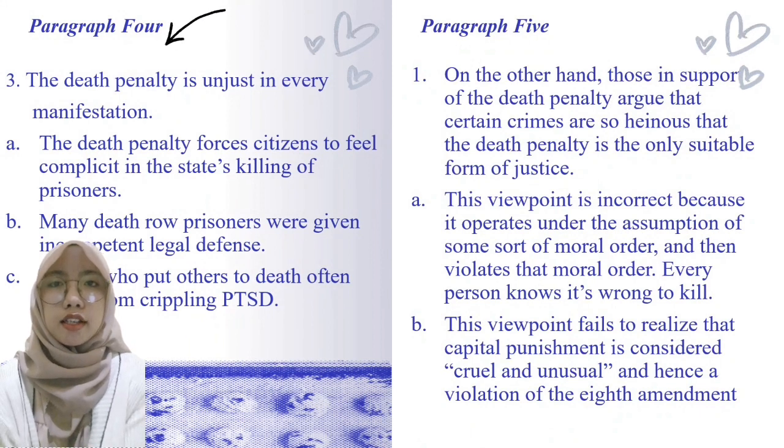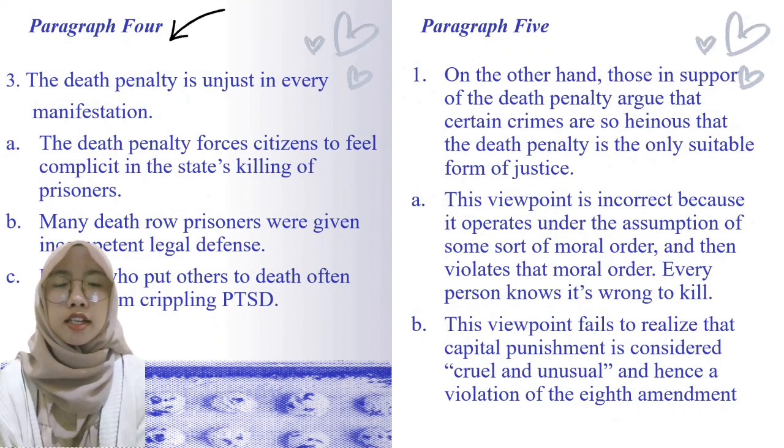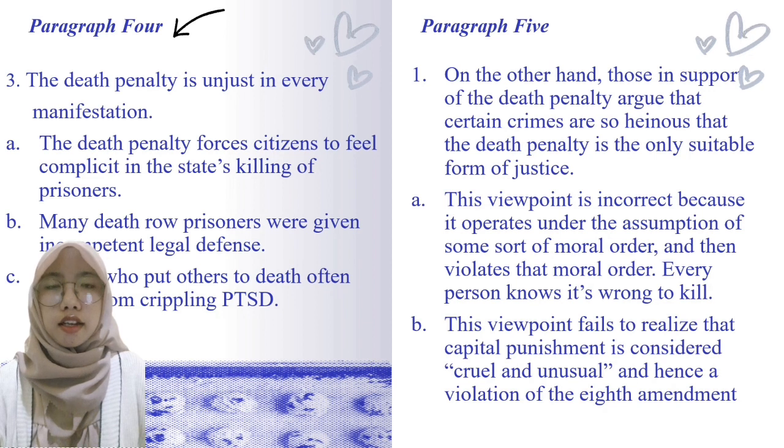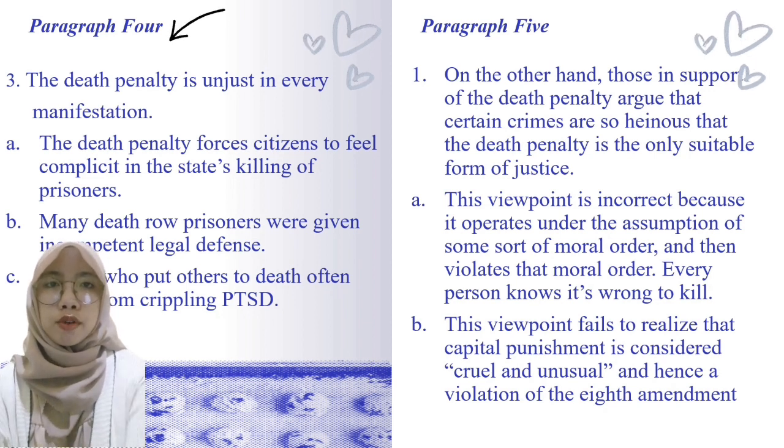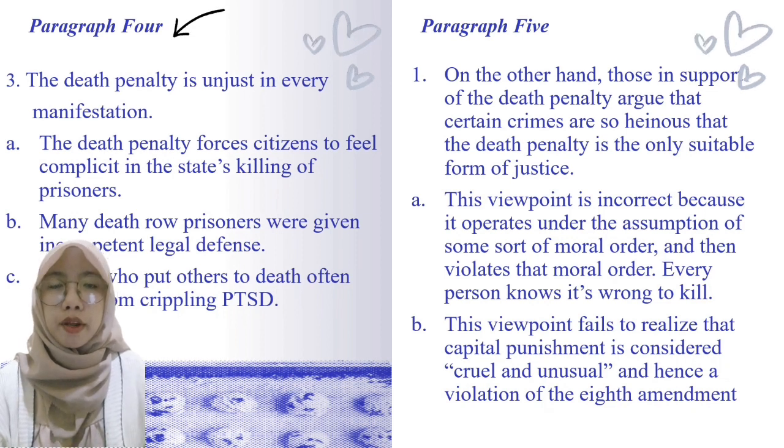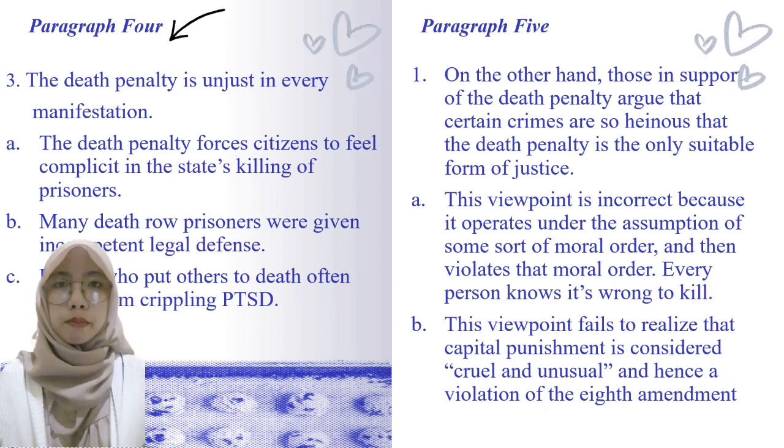Paragraph 4. The death penalty is unjust in every manifestation. A. The death penalty forces citizens to feel complicit in the state's killing of prisoners. B. Many death row prisoners were given incompetent legal defense. C. People who put others to death often suffer from crippling PTSD.